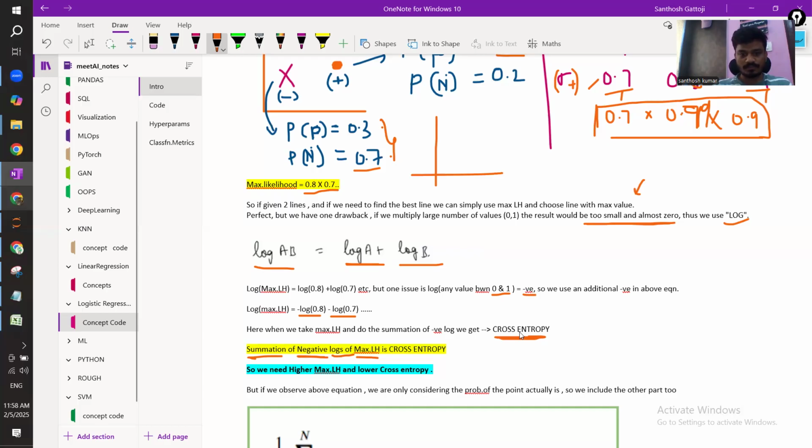Clear? So now, for maximum likelihood we need the maximum value. But here, since you have used negative, we want the minimum value. Agree? Directly, if you're using the positive value, but here you use negative, so it is negative of something. So you need lower cross entropy. Also here, each and every probability we are getting is from one data point.